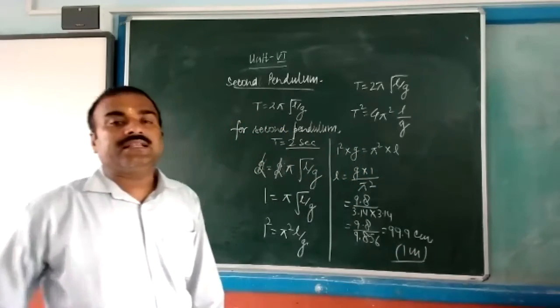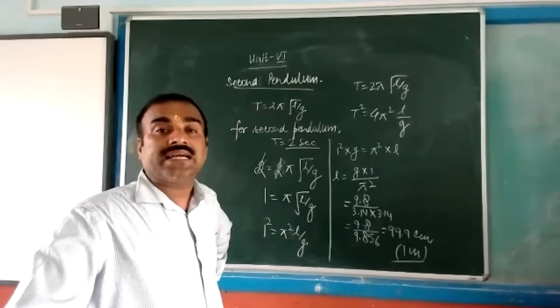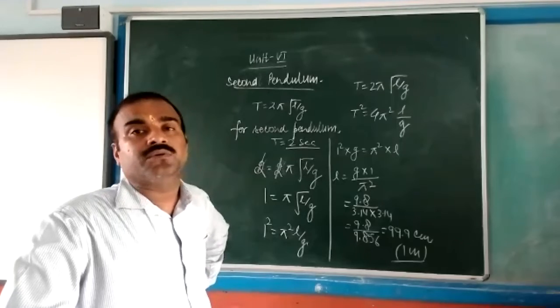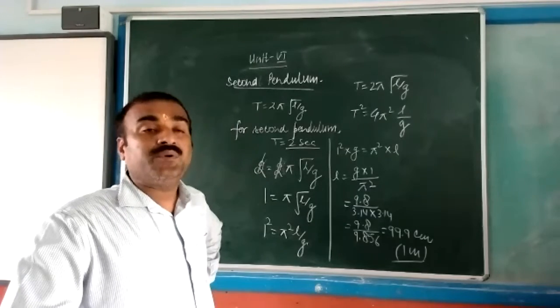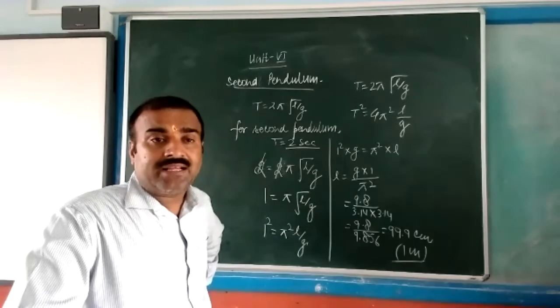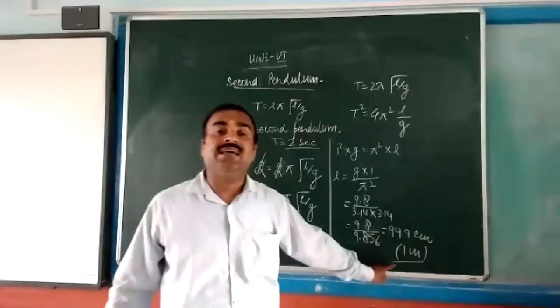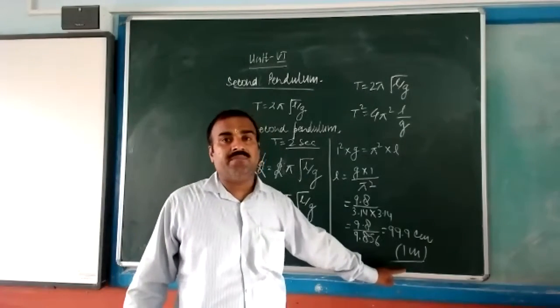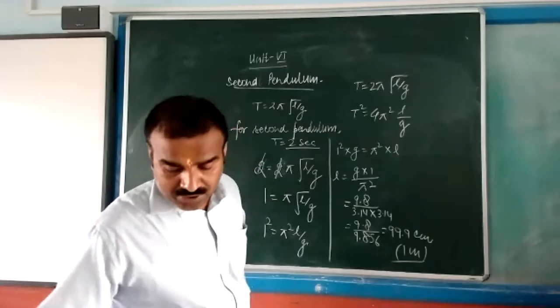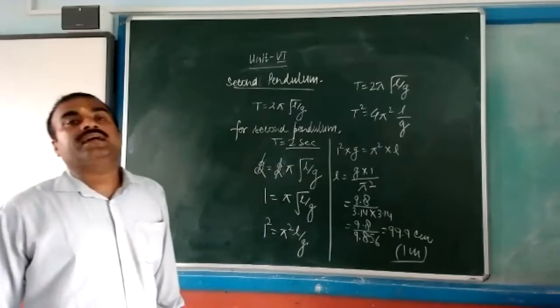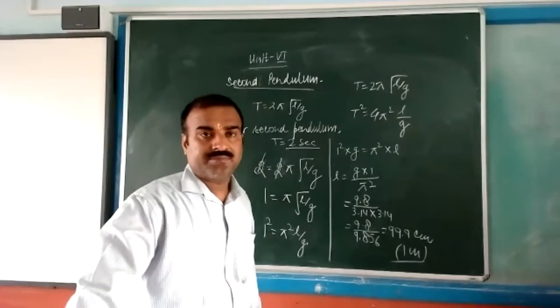You can say that if a second pendulum is given to you, if a pendulum has the condition of a second pendulum, then in this condition the effective length of the pendulum will be 1 meter. It will be or not? Clear to each and everyone or not?